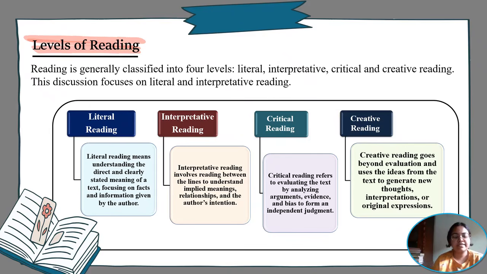First, literal reading. It focuses on understanding the direct, clearly stated meaning of the text. Number two, interpretative reading. It involves reading between the lines to understand the implied meaning and the author's intention. Number three, critical reading. It examines the text by analyzing ideas, arguments, and evidence to form a judgment. Number four, creative reading. It goes beyond the text to generate new ideas, interpretations, or original expression.